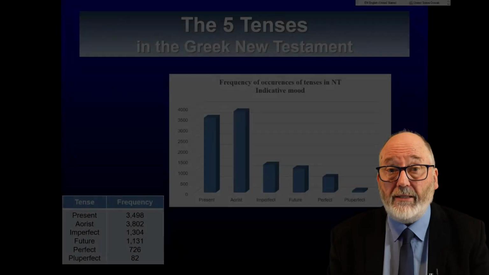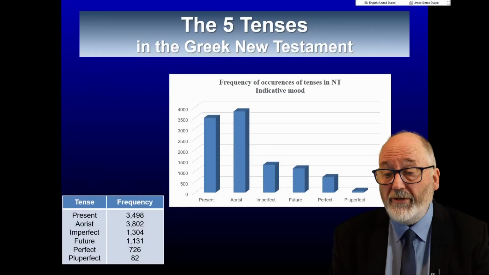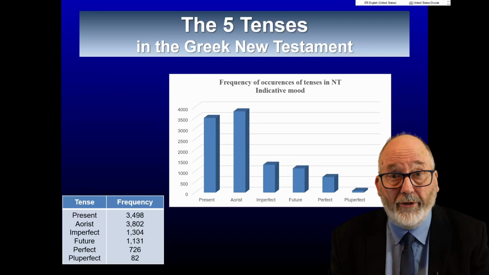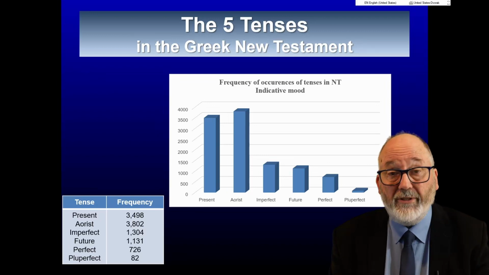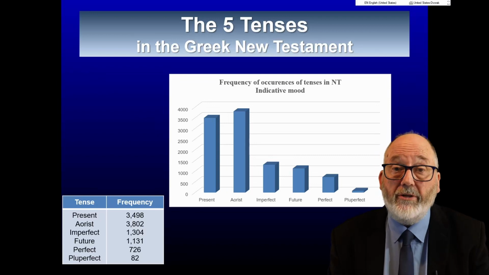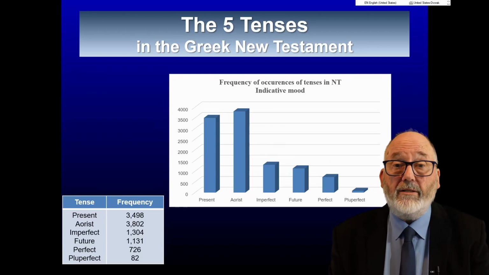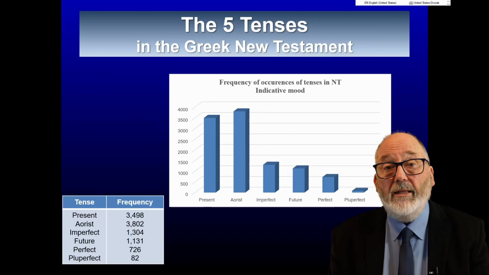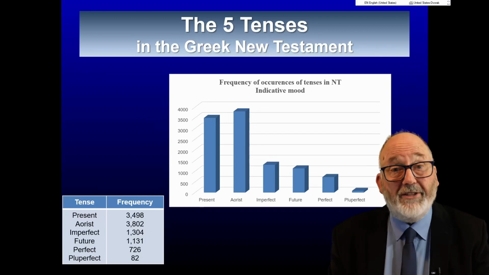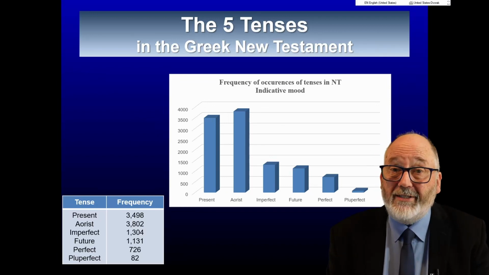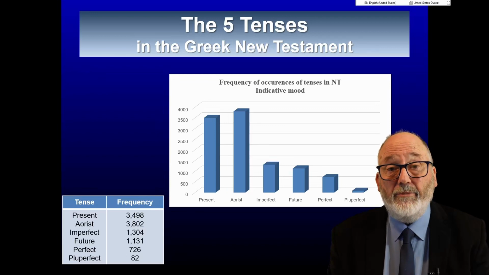Now, you probably know this already, but there are 6 tenses in the Greek New Testament. There is the present, the aorist, the imperfect, the future, the perfect, and the pluperfect. As you can see from this graph, which shows the number of times each one of these is found in the Greek New Testament, the present and aorist tenses are used much more frequently than the other tenses. So, once we've started with the present indicative active, it makes sense to move on to the aorist indicative active.